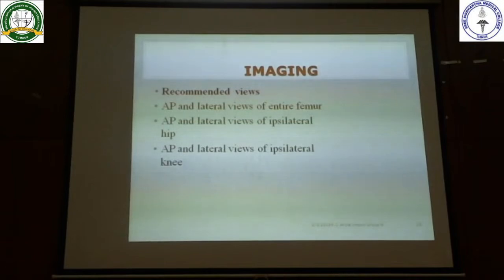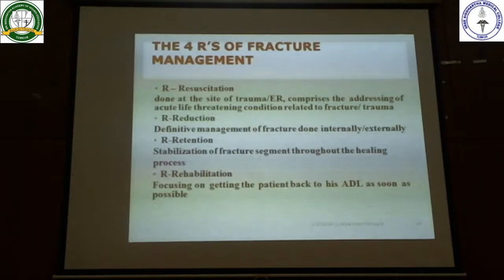So you need to go for AP and lateral views of the ipsilateral hip, as well as AP and lateral views of the ipsilateral knee. So in short, all those structures which are in and around or surrounding the shaft of femur, you need to rule out such fractures so that you don't miss any of those fractures. Right? So that is the basics about this thing.